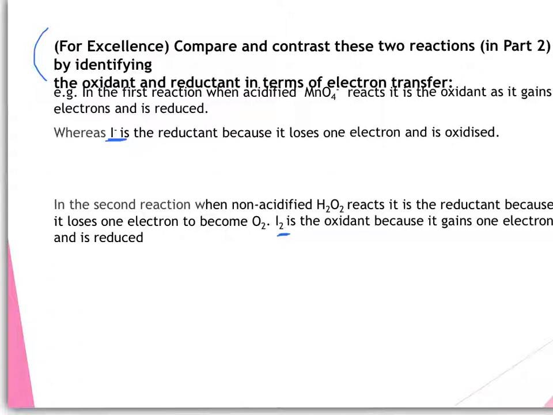So in the first reaction, iodide is the reductant because it loses 1 electron and is oxidised. In the second reaction, iodine is the oxidant because it gains 1 electron and is reduced. And you also have to write about the other participant in the reaction as well. And having done that, you can get an excellence.